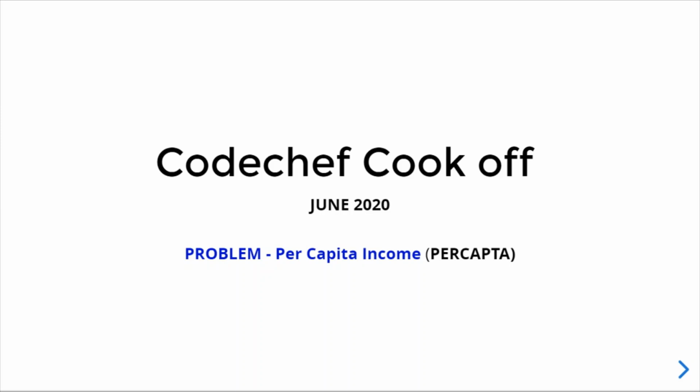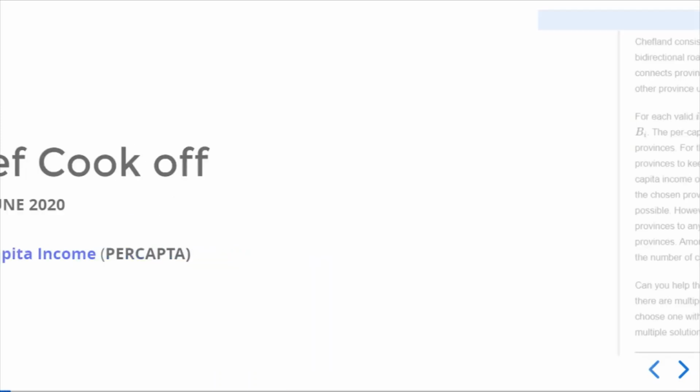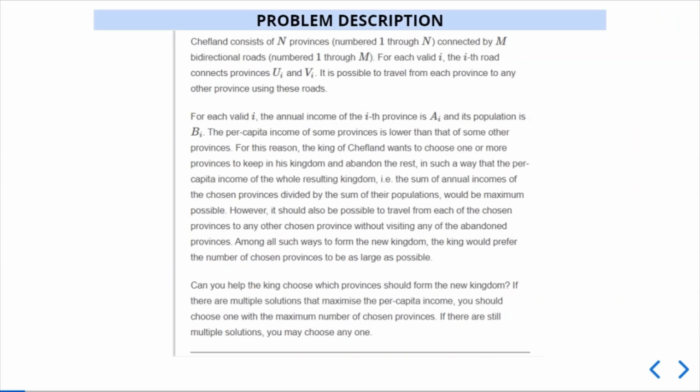Today we are going to solve the Codechef Cook-Off June 2020 problem Per Capita Income. So let us see what the problem is. There are n provinces which are connected by m bidirectional roads. For each i, the road connects province Ui and Vi. So there is a province which is connected by a bidirectional road for a pair Ui, Vi.